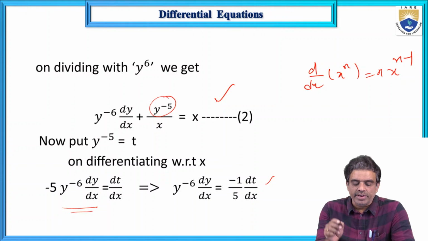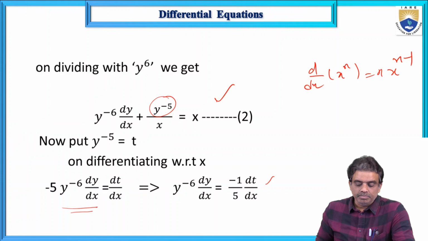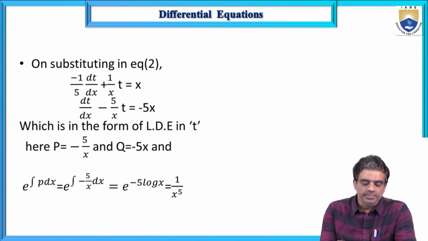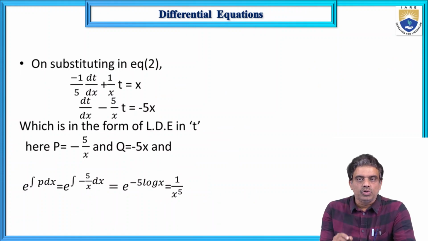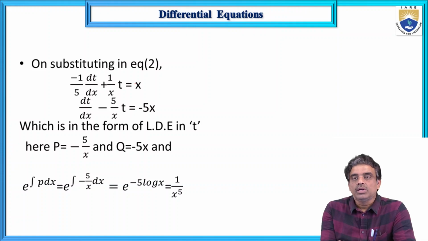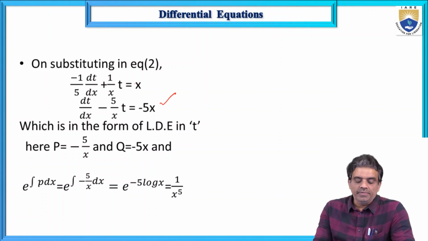On substituting this in equation 2, equation 2 is transformed into minus 1 by 5 dt by dx plus, here y power minus 5 is replaced by t, so 1 by x into t, is equal to x only. Or on multiplying with minus 5 throughout the equation, minus minus gets cancelled, we get dt by dx minus 5 by x into t is equal to minus 5x. So now this looks like a linear differential equation of first order in t.